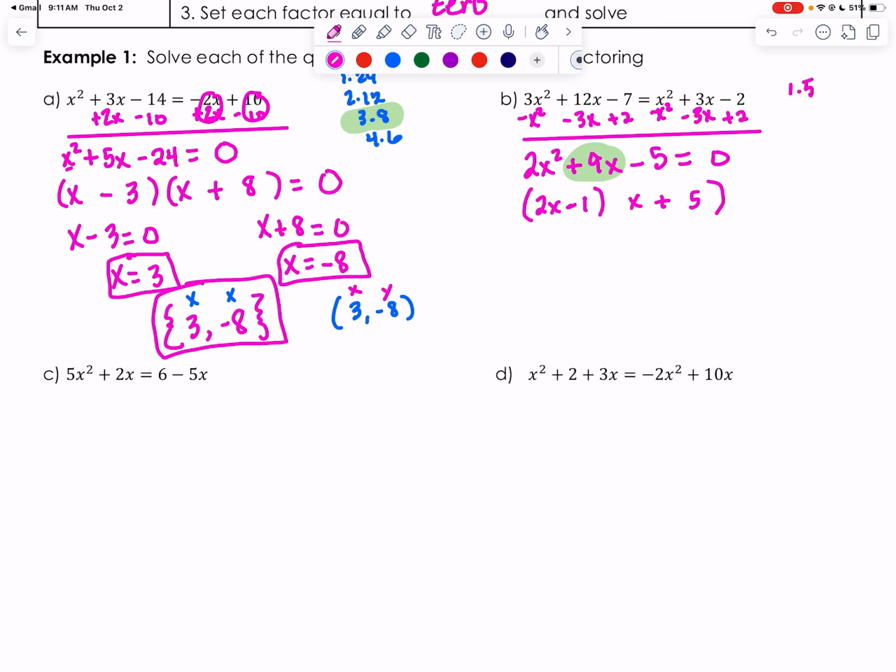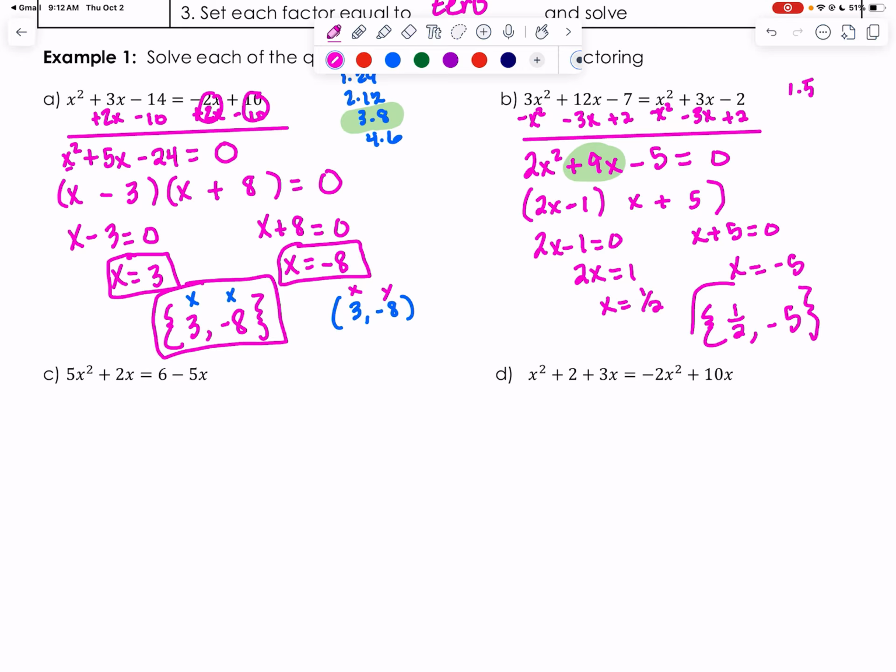Now we can set each factor equal to 0 and solve. So 2x minus 1 is equal to 0, or x plus 5 is equal to 0. So to solve this, I'll add 1 and then divide by 2. On the second one, I'll subtract 5 from both sides. And we've got our solutions. So I'll use my braces again. 1/2, negative 5. We have solved the equation for the value of x that would make the equation true.